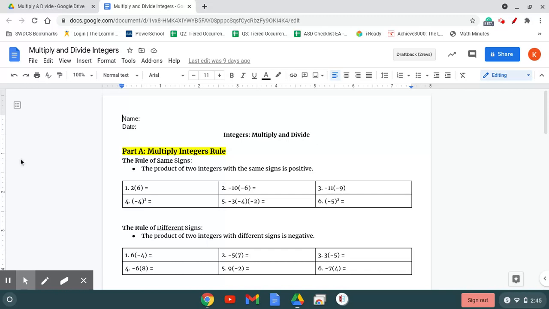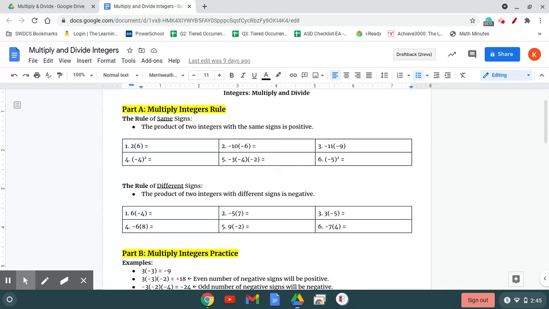All right, so just like every other time, take the notes as we're going through them. Part A is going to be just the rules of multiplying integers, and that's all we're going to focus on today. So the rule is, the product of two integers with the same sign is positive. So if they're both negative, it's positive. If they're both positive, it's positive. So two positives make a positive, two negatives make a positive.